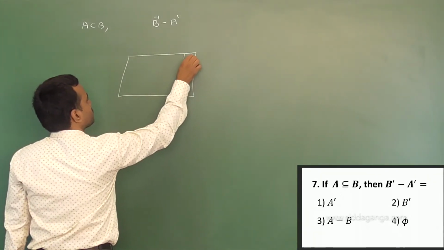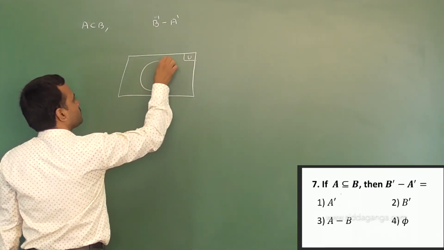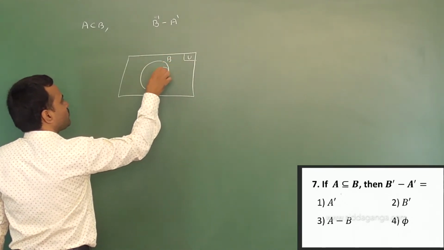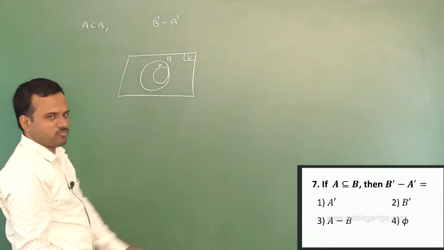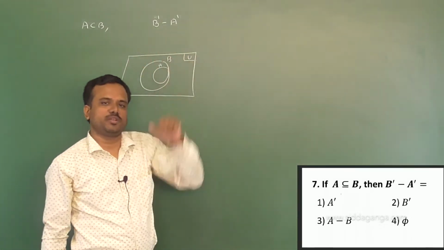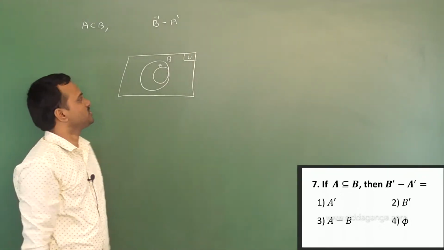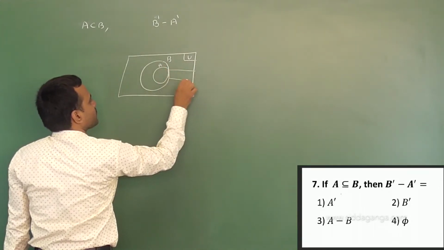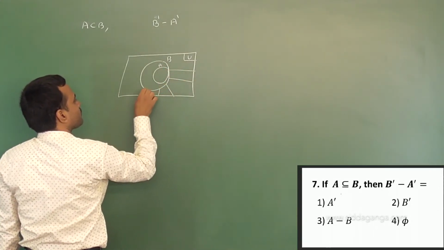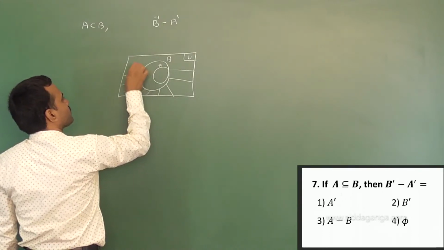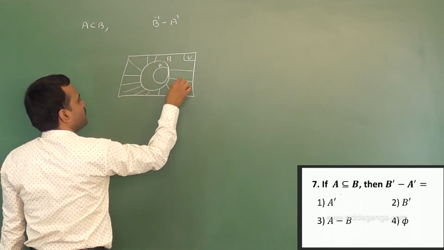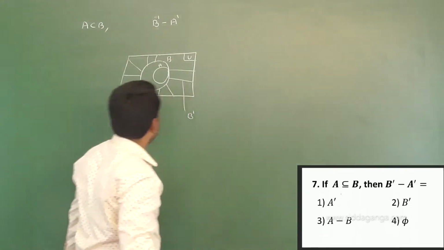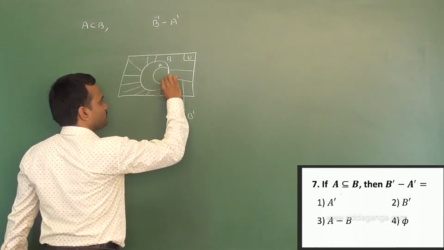Universal set, one big set we have to write, then the B set. In that I write the A set, because A subset of B means all the elements which are present in A are also present in B. That's why I write it inside B. So what did he ask? B dash. B dash means this is the region. A dash means this is the region.